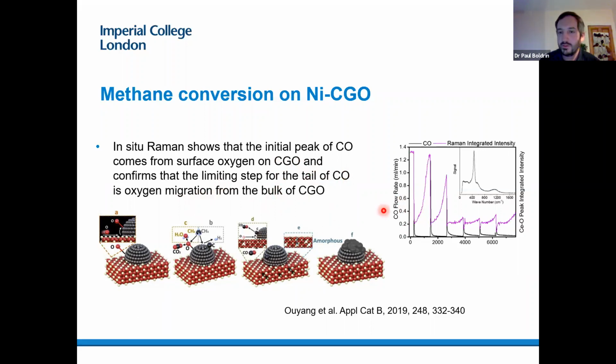So you can see that the surface is very quickly depleted of oxygen when the pulse comes, and it returns quickly at first and then more slowly back to how it was as the oxygen migrates from the bulk back to the surface. And then you can see that once you've done a few pulses, it doesn't recover back to how it was, because the bulk of the material is also becoming depleted in oxygen.